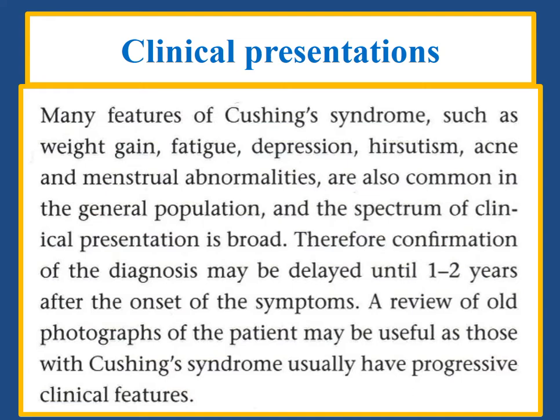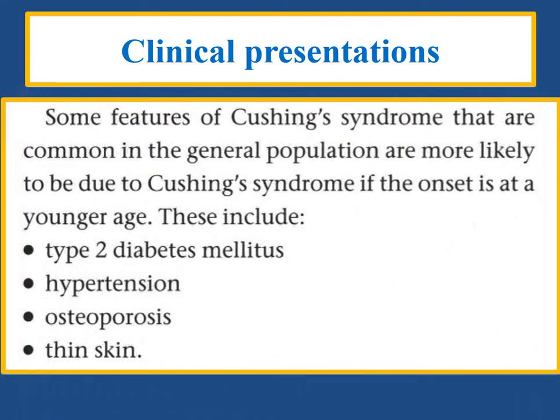A review of old photographs of the patient may be useful, as those with Cushing syndrome usually have progressive clinical features. Some features of Cushing syndrome that are common in the general population are more likely to be due to Cushing syndrome if the onset is at a younger age. These include type 2 diabetes mellitus, hypertension, osteoporosis, and thin skin.